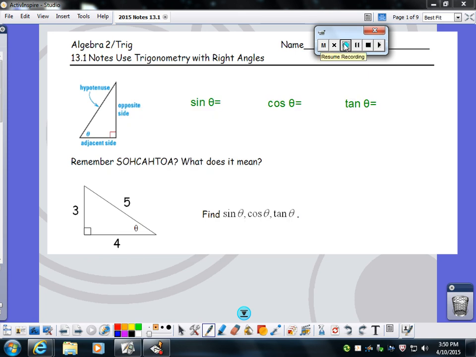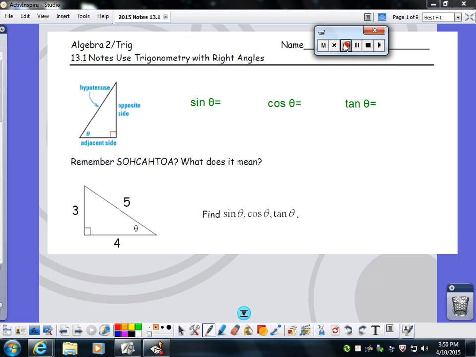All right, this is 11A notes. We're going to be looking at an introduction to our trig functions. Hopefully a lot of this will be review from geometry. So first of all, remember, what does the word SOHCAHTOA mean? Do you remember SOHCAHTOA? Hopefully you remember that it's a way of remembering the trig ratios.